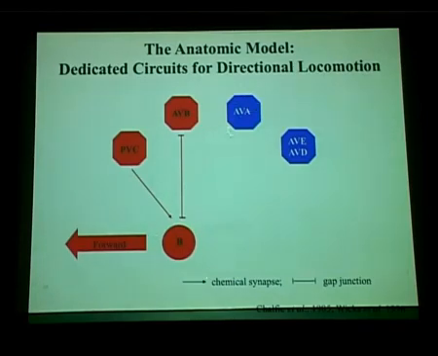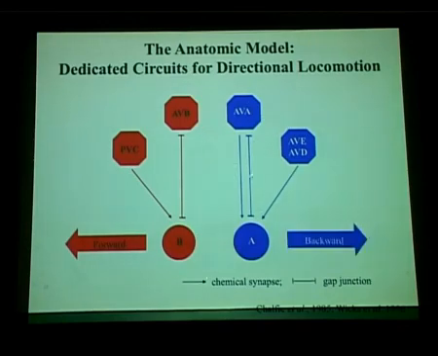And ablation of combinations of the AVA, AVD, AVE, blue premotor interneurons makes the animal unable to generate backward movement while the forward locomotion is still relatively intact. And coincidentally, all these are the premotor interneurons that generate chemical synaptic input as well as gap junction coupling to the A-class motor neurons.